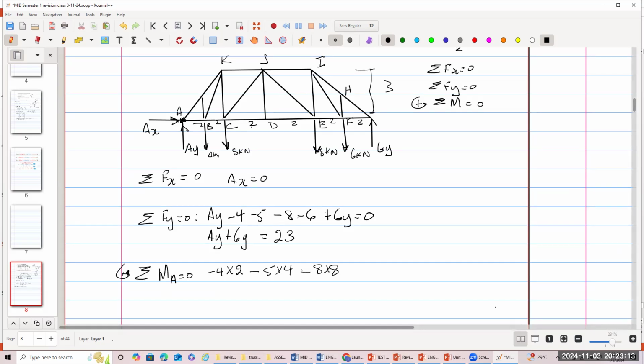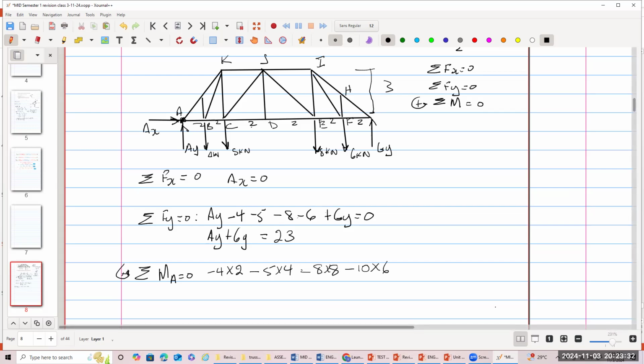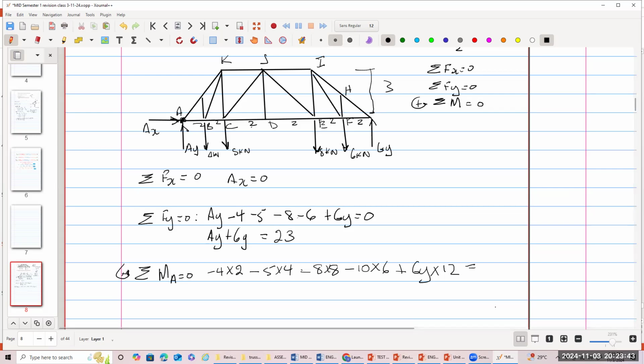And up to K is what? 10? No, so it goes 2, 4, 8. No. Yeah, up to E is 10. Up to K, sorry. So it is minus 10 times 6, because the 6 comes down right here in the same direction. Plus GY times what? 12. Because that's 6. Any question there?